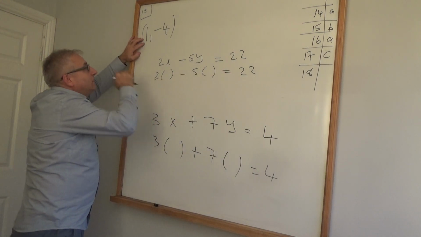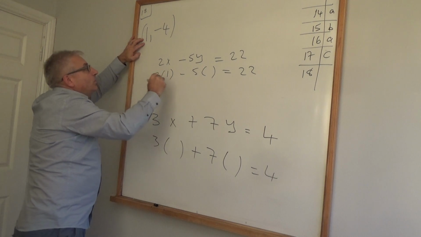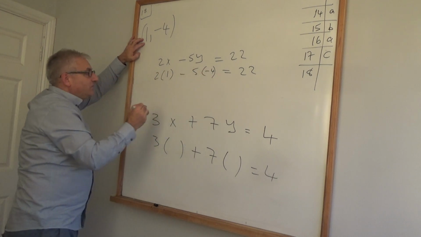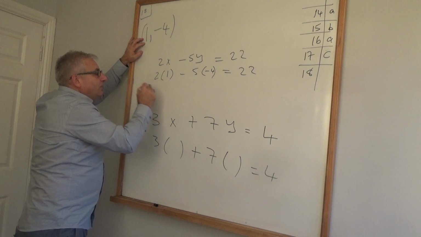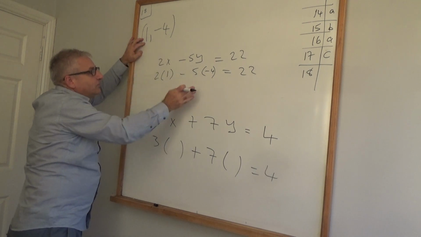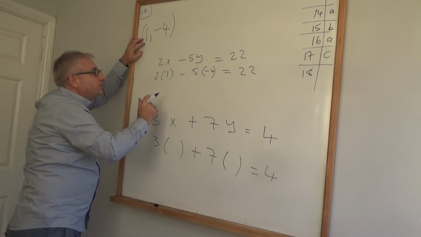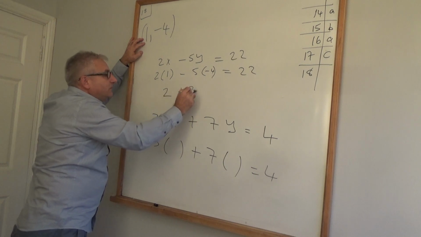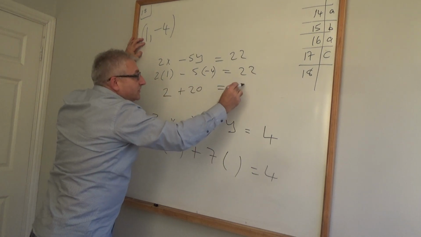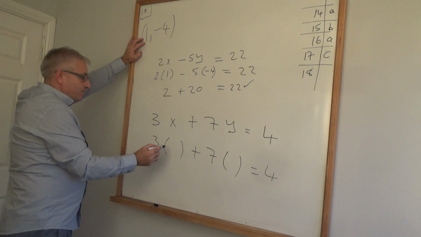So now I'm subbing in 1, -4, getting our relative positions right, of course. It's always relative positions, x first and y second. That's the policy and the strategy we're taking. 2 plus 20 equals 22. That's good, but we're not there yet. We have to check this one.